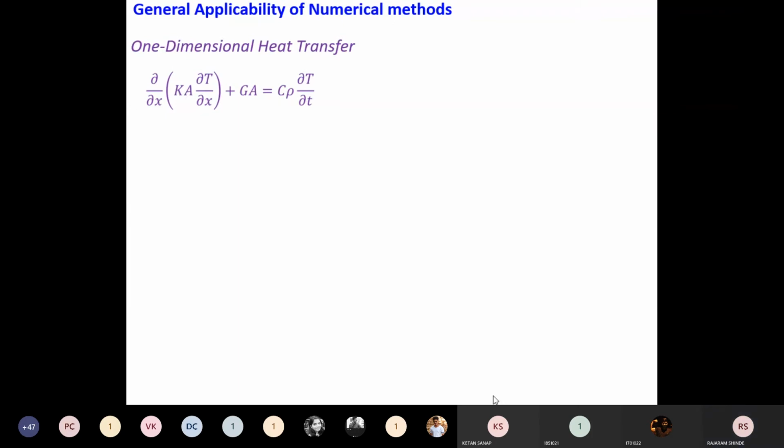Yes. Kunal Patil, do you know this equation?